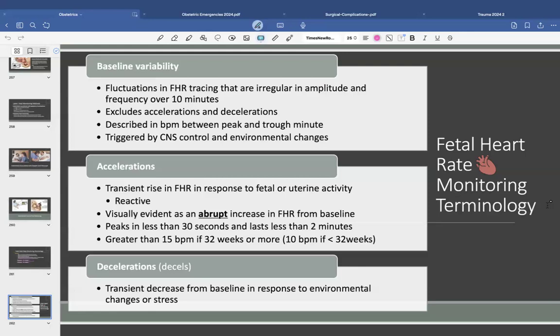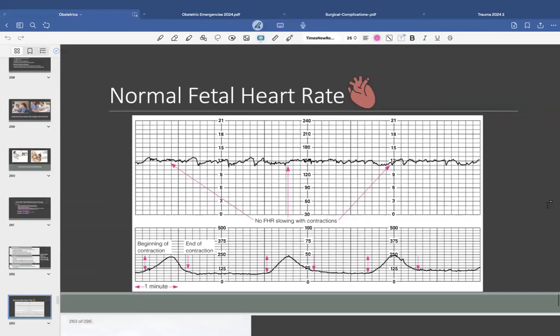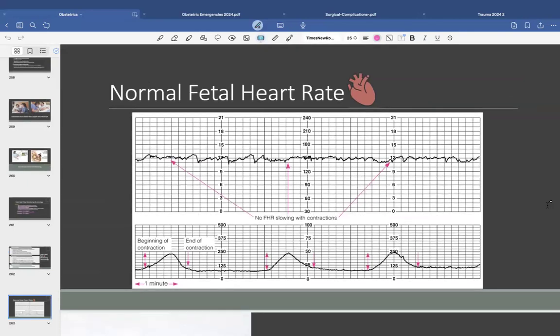So let's look at a normal fetal heart rate. What would you assume the baseline is for this patient? The fetal heart rates are at the top, uterine activity is at the bottom. 150. Correct. It's about 150. The bottom picture shows you the beginning of the contraction and the end of the contraction, and that's going to matter when we're looking at different types of variabilities in a second. That's your normal fetal heart rate.